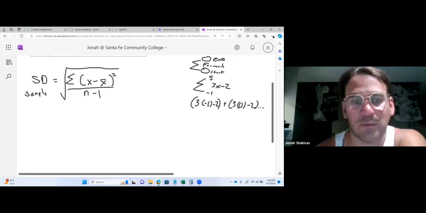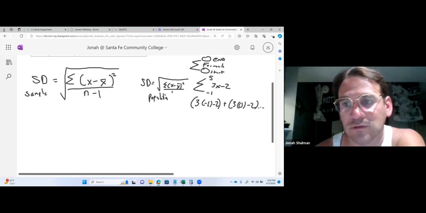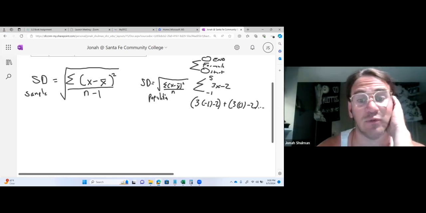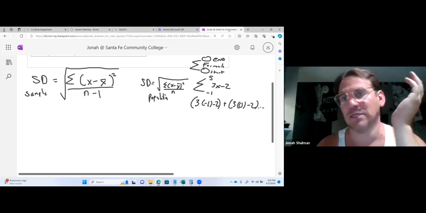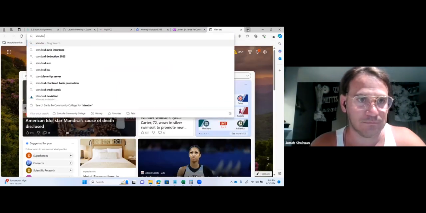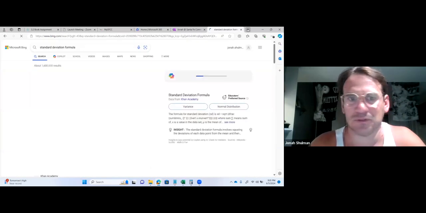And then we also have one for the population. If we have it for the population, it's basically the same formula. But because we have every single term, we just divide it by n. That is the only difference between working with the standard deviation of a sample versus the standard deviation of a population. Now, just to make sure I didn't mess it up, since I haven't done this formula in a minute, I'm just going to look it up, because I never like making mistakes.